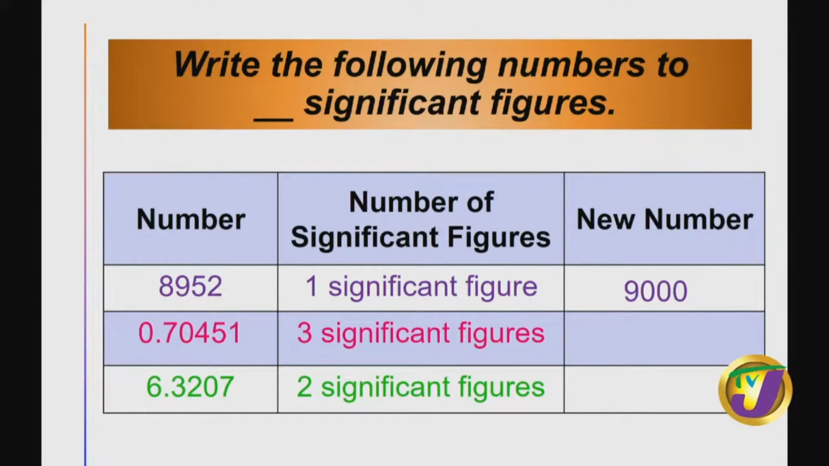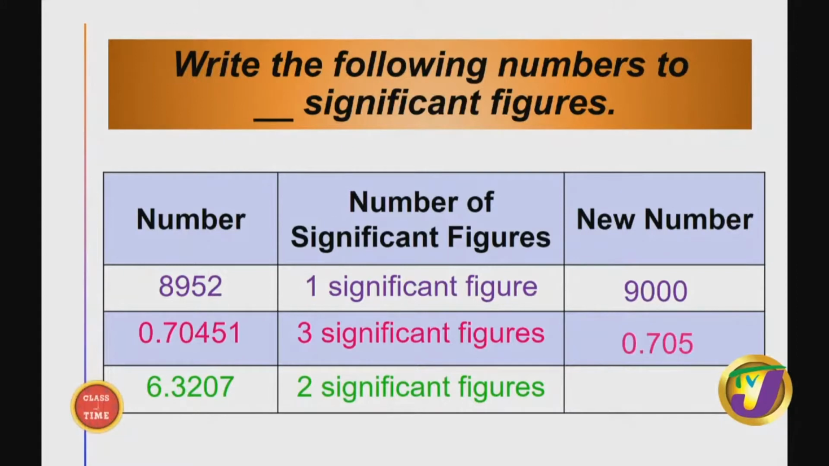So is it 0.704 or 0.705? Viewers at home, what do you think? What do you have on your paper? If you had 0.705, or 705 thousandths, then you are indeed correct.